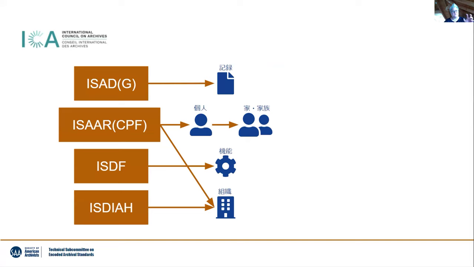So this is just a visual interpretation of what I just said, giving you the idea of the different pieces, entities, as they are often called in data modeling, that are described by those standards. So ISAD(G) describes the records, ISAAR-CPF describes persons, families, and organizations, same as ISDIAH describes organizations, and then ISDF is describing functions. If you go to the next slide, please.